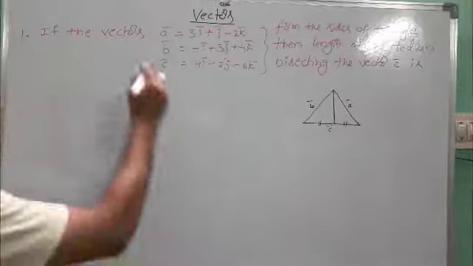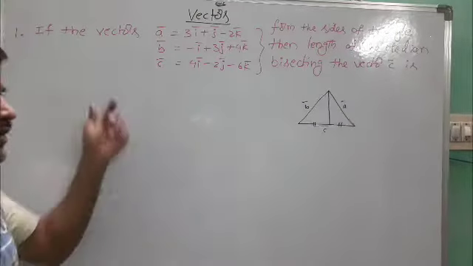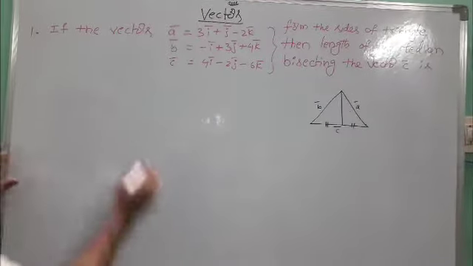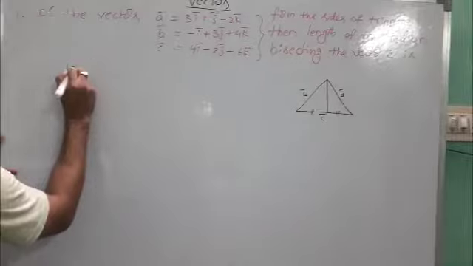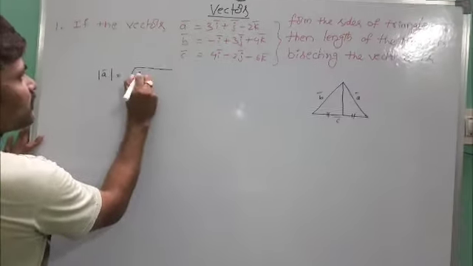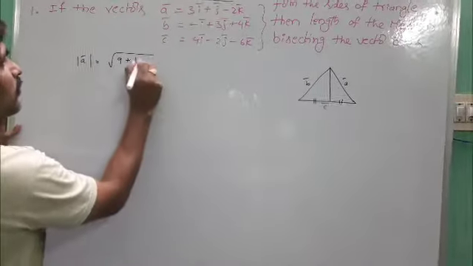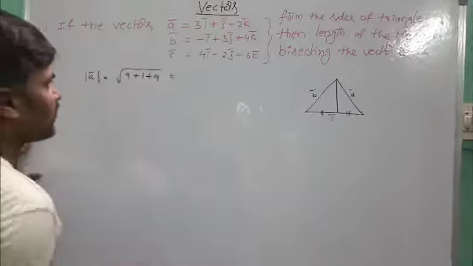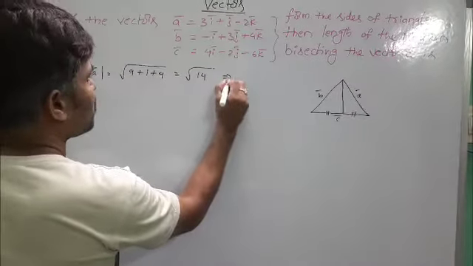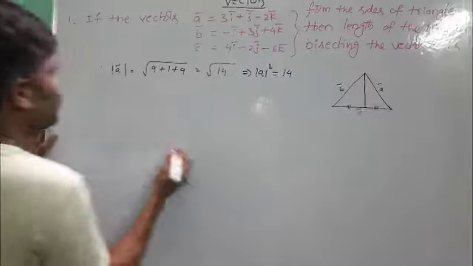So here three vectors are given. First of all we find the magnitudes of the vectors. That is, mod a bar equals square root of 3 square 9 plus 1 square 1 plus minus 2 whole square 4, that equals square root of 14. Which implies mod a bar square equals 14.